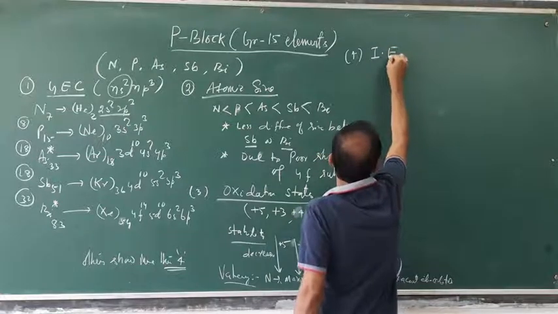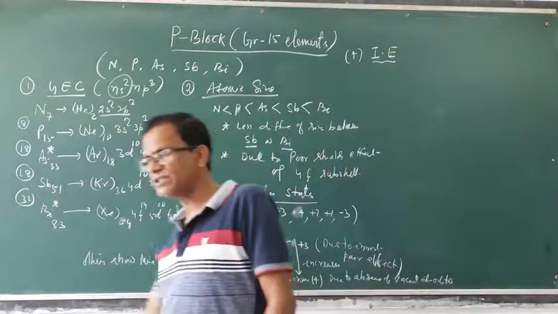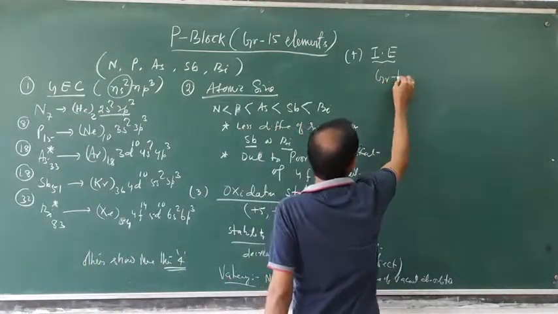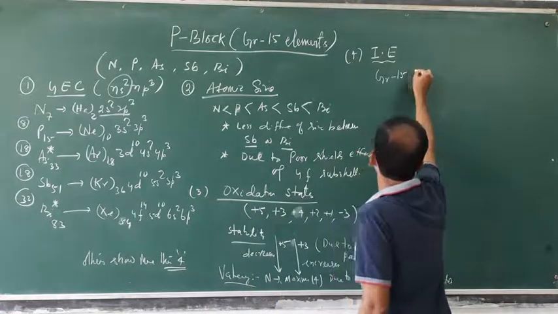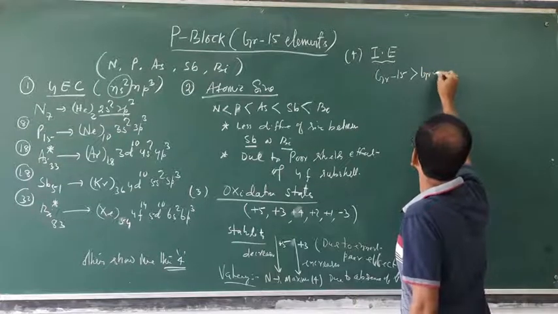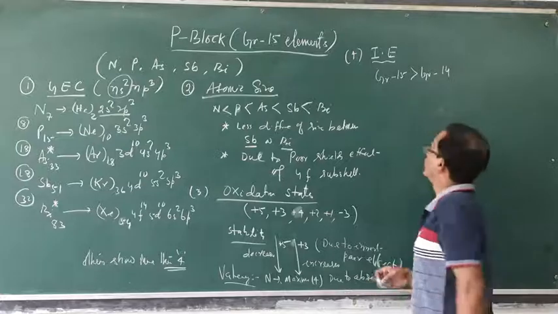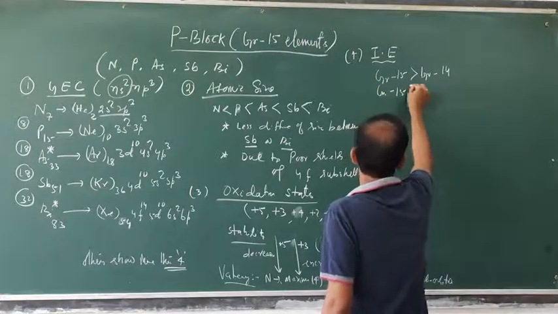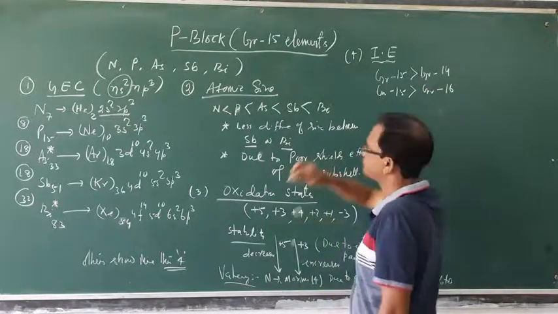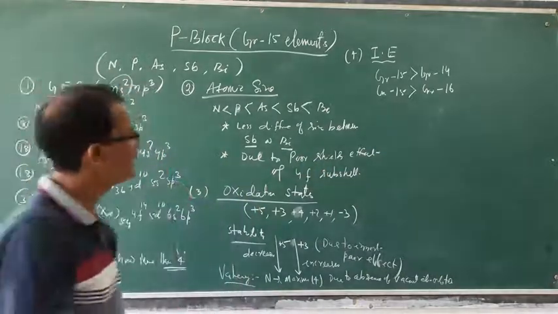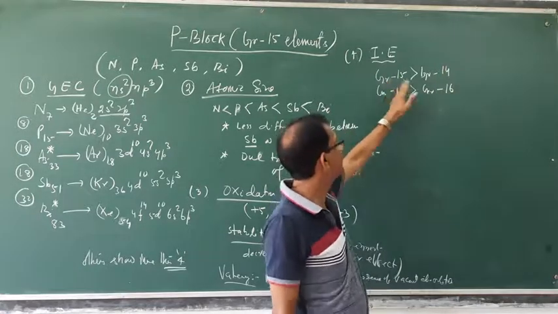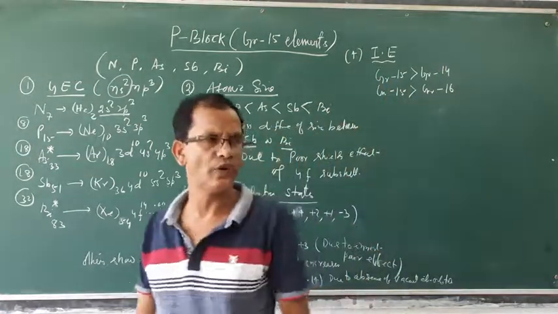ionization energy. If you discuss the ionization energy of group 15, group 15 has higher ionization energy than group 14, and also higher ionization energy than group 16. Although 15 is coming between 14 and 16, the ionization energy of group 15 is greater than groups 14 and 16.